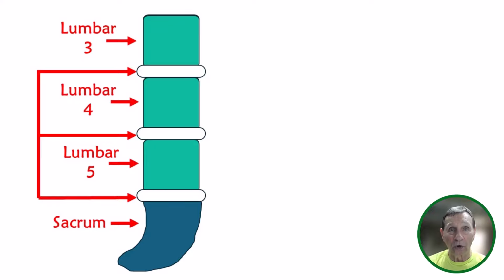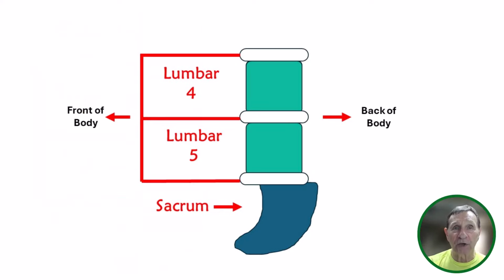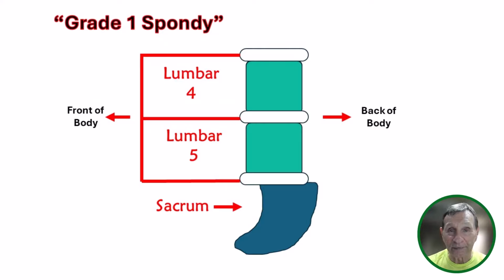To begin with, we're going to look at the vertebrae as though they're in a perfectly straight line, all the way from the lumbar down to the sacrum, nice straight line. Now we're going to see a change because the fourth and the fifth lumbar vertebrae have shifted to the left of the sacrum and toward the front end of the body. You see what I'm talking about? Yeah, this is what we call a grade 1 spondy.